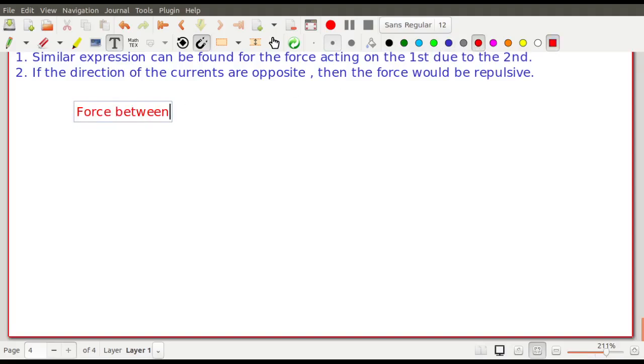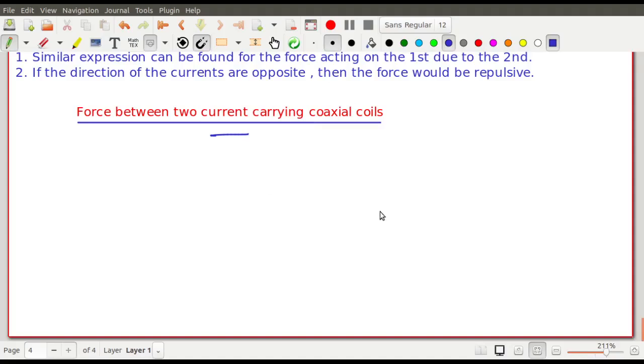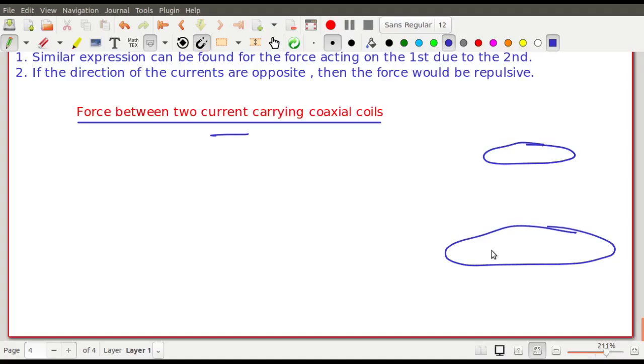Force between two current carrying coaxial coils. Coaxial, you understand? একটাই axis. Force between two current carrying coaxial coils. So here I will consider two coils. This is a coil and this is another coil. Okay. But in order to make my diagram clear, I will just draw this horizontal line. A diagram, and this is the axis, coaxial. একটাই axis এর উপরে আছে. They are having same axis.